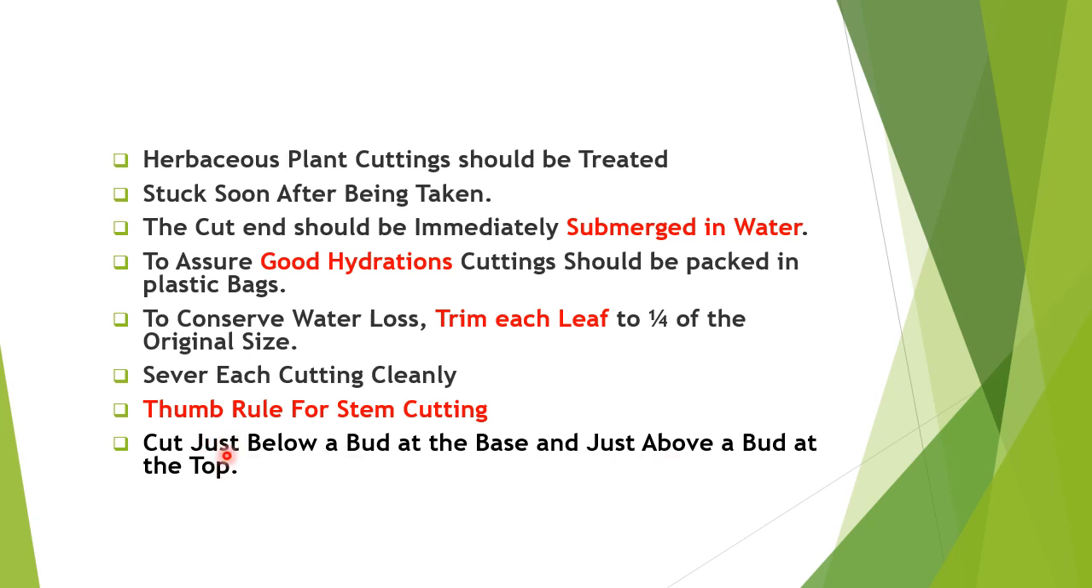Why are we keeping a bud just below the cut at the base? Because it is the bud from where the adventitious roots will develop. Why do we keep the top cut just above a bud? Because there is every chance that the upper area above the bud can get dehydrated, can be lost, can degenerate, but the bud will be preserved there because it is away from the top cut. So this is the thumb rule for stem cutting.